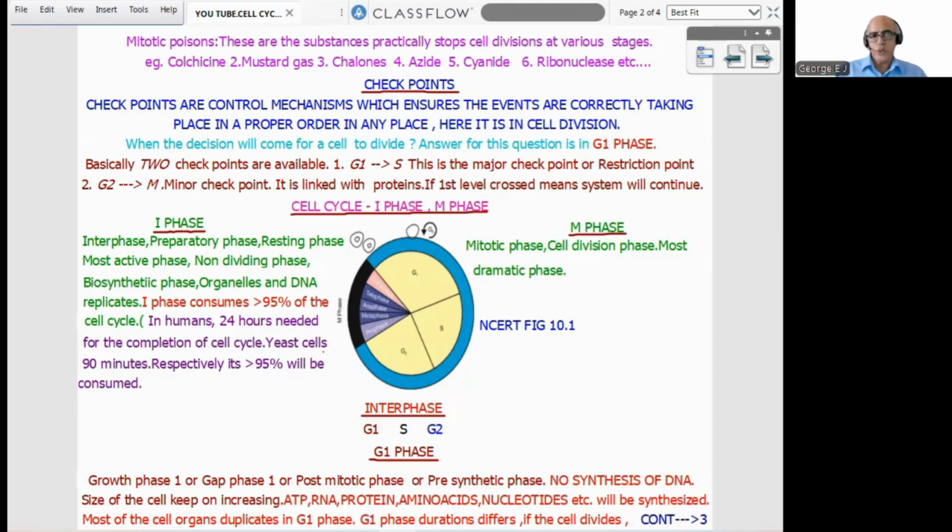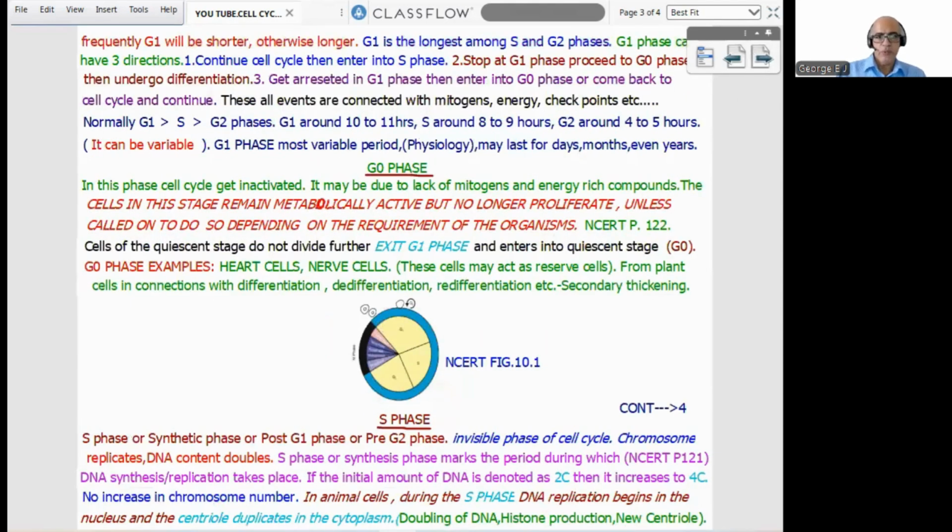And here, there is no synthesis of DNA. The size of the cell keeps on increasing. Chemicals like ATP, RNA, protein, amino acids, nucleic acids will all be synthesized. And most of the cell organelles duplicate in the G1 phase. The duration of the G1 phase differs. How does the difference come? See, if the cell divides frequently, G1 will be shorter. Otherwise, it will be longer. And when we compare G1 with S and G2, normally G1 is the longest.